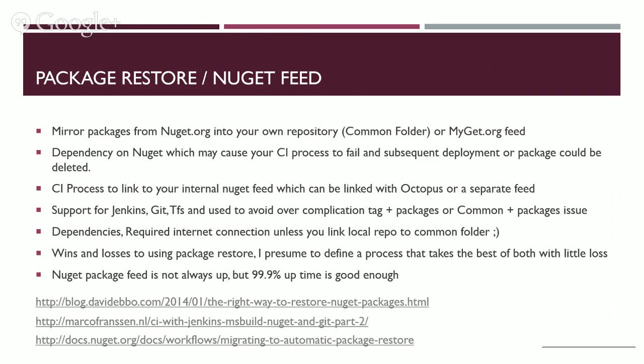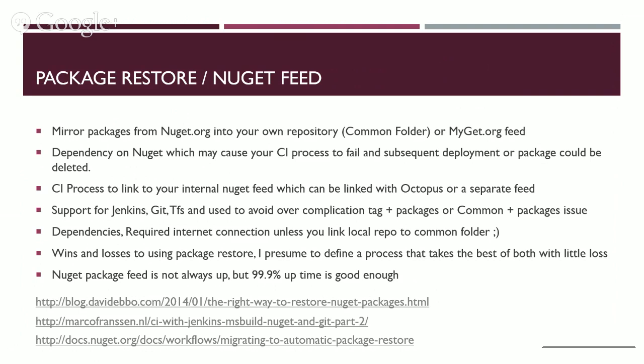Within the CI process, again, internal NuGet feeds are great for publishing to, and then Octopus, the deployment manager, can be used to push through straight away without any problems. Again, there's support for Jenkins, Git, and TFS to all work with package restore.